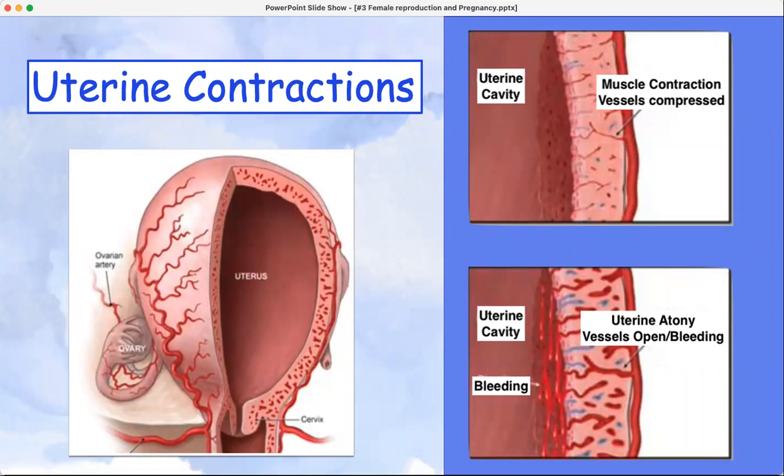So it's during this period of uterine contractions that the muscles compress the blood vessels. And there's a situation called uterine atony where the muscles are flimsy, loose, boggy. All those words are used. And patients will have significant uterine bleeding.